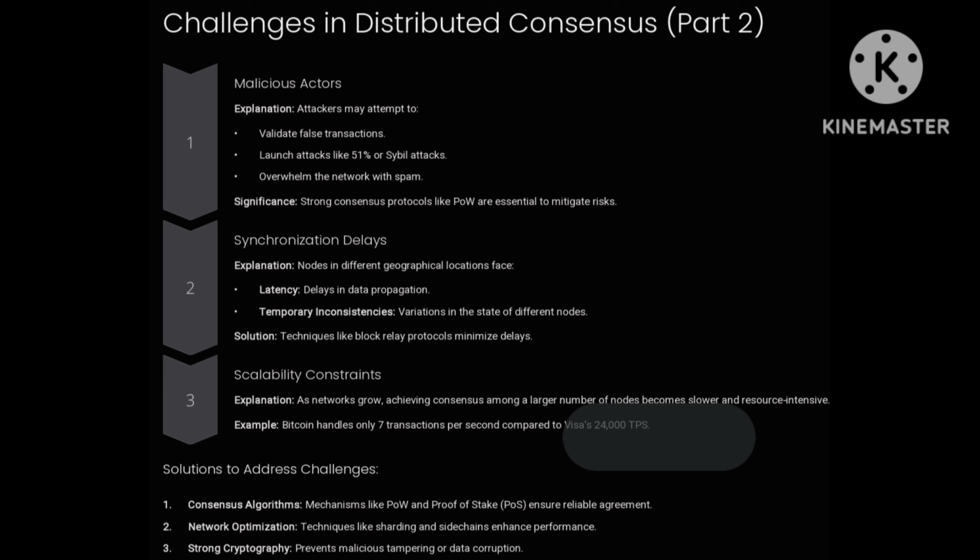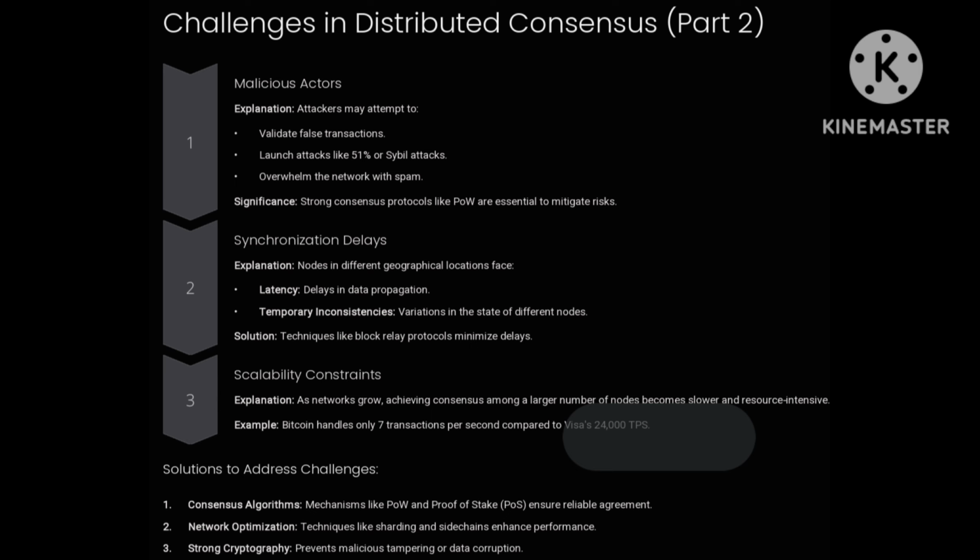Synchronization delays. Nodes are spread across the globe, leading to latency issues. For example, when one node updates, it takes time for others to receive the information. Temporary inconsistencies, like forked blockchains, may arise until consensus is restored. Scalability constraints. As the network grows, reaching consensus becomes slower and more resource-intensive. Bitcoin's current limit of 7 transactions per second is a clear example.